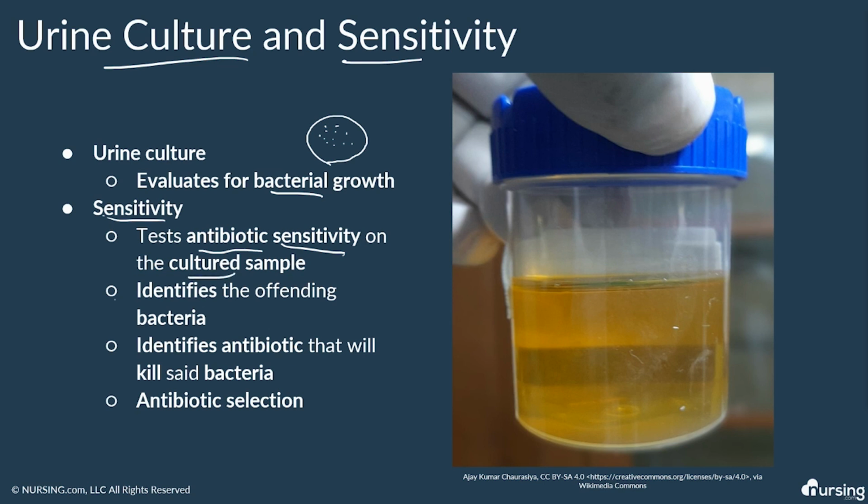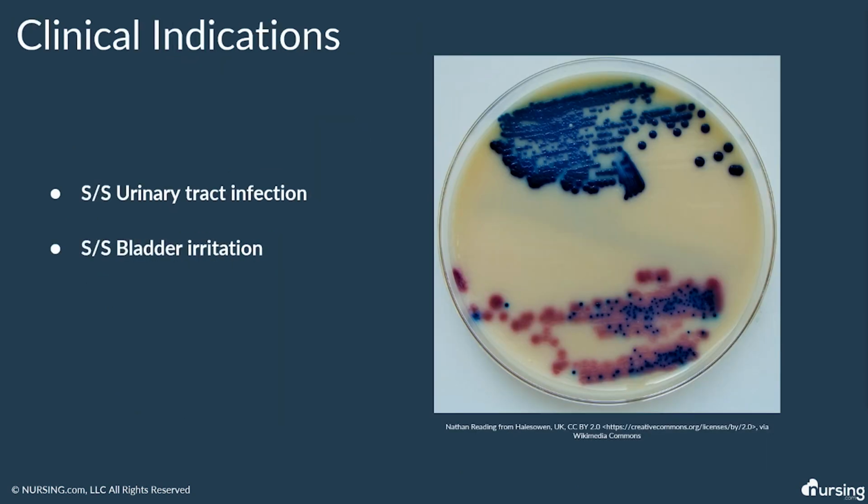What it does is it identifies the offending bacteria. Once it's identified that that antibiotic will kill the bacteria, we can use that as our selection in treating the patient. Some clinical indications for why this would be done are for signs and symptoms of urinary tract infection or bladder irritation. And this is that petri dish I was talking about.